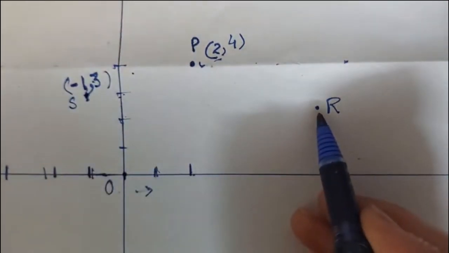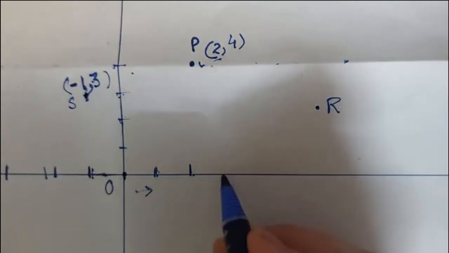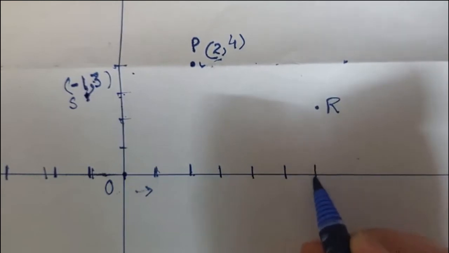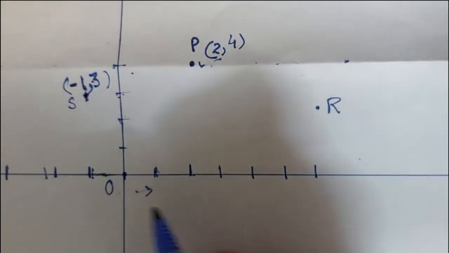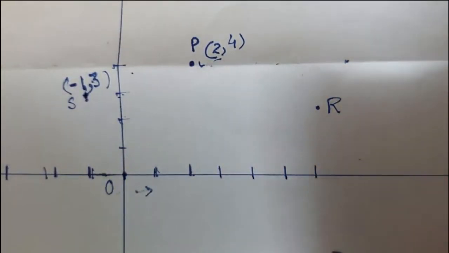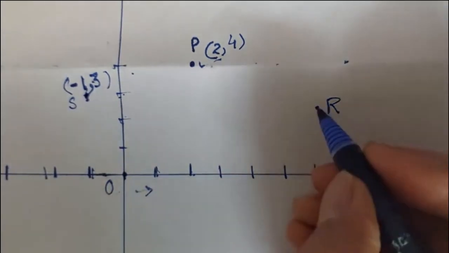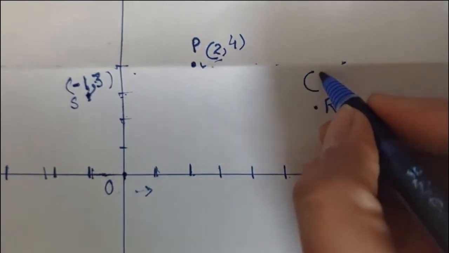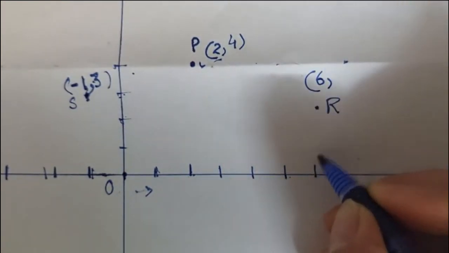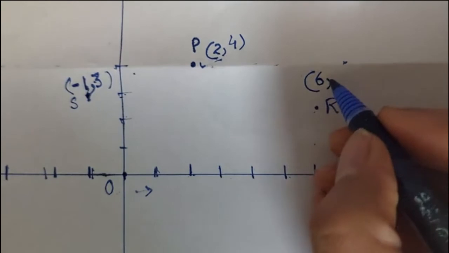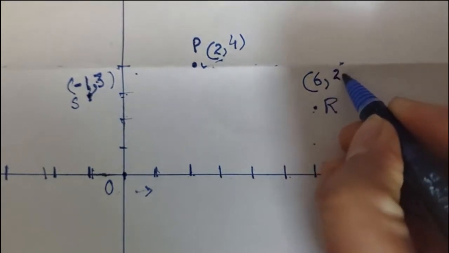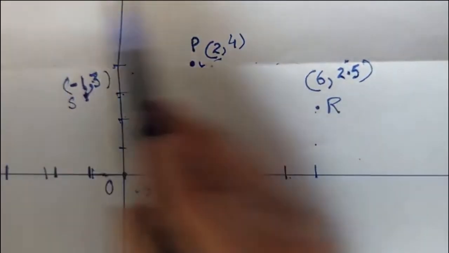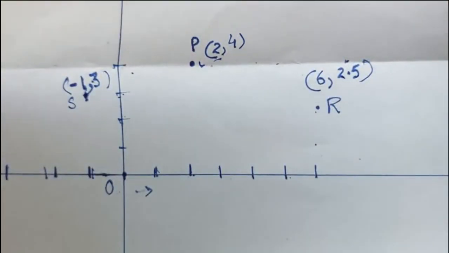Now we have to find out the position of R with respect to O. Then again, we have to see how many steps left, right, and how many steps upwards or downwards. So here we have to go right. So how many steps? 1, 2, 3, 4, 5, 6. 6. And upwards approximately 2, or you can say 2.5. So this is how we position a point in a plane.